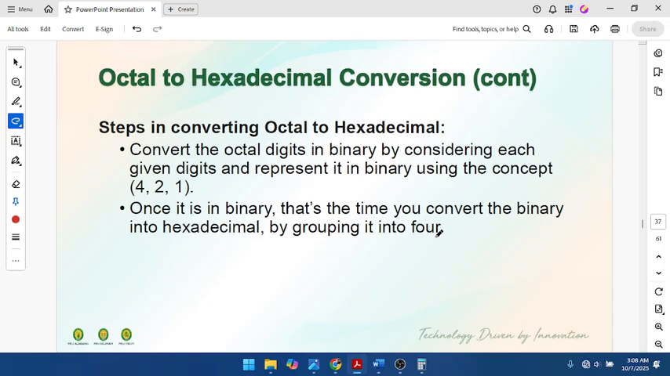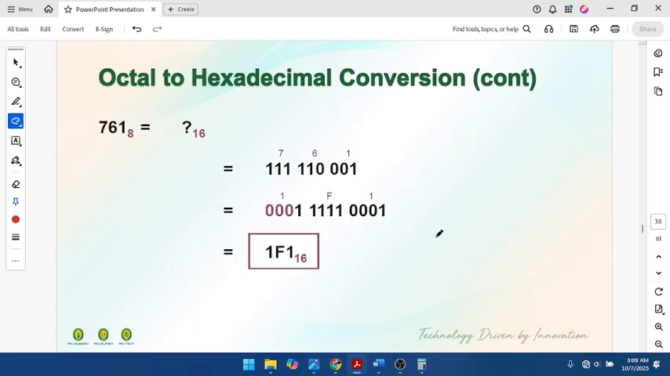So, steps: convert the octal digits to binary by considering each given digit and representing it in binary using the concept of 4, 2, 1. Once it is in binary, that's the time you can convert the binary to hexadecimal. So there are 2 steps only. So just, for example, 761 base 8. Then convert into hexadecimal.